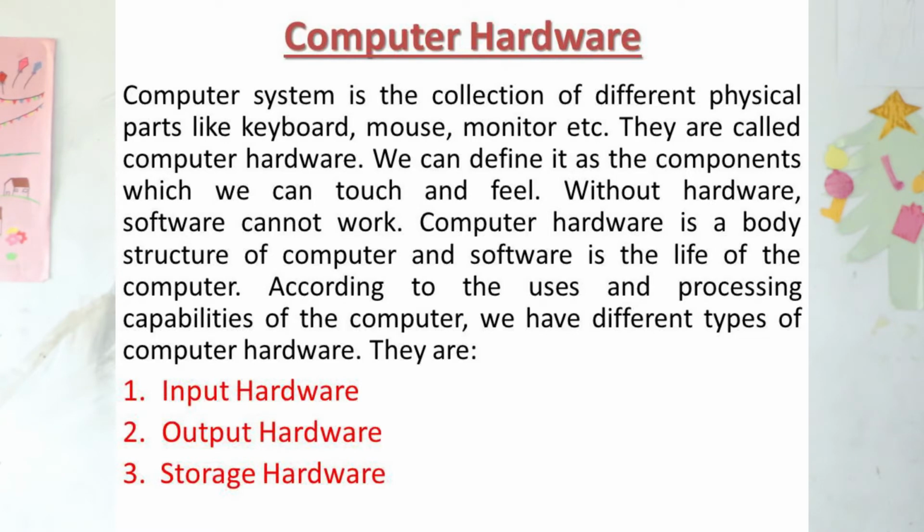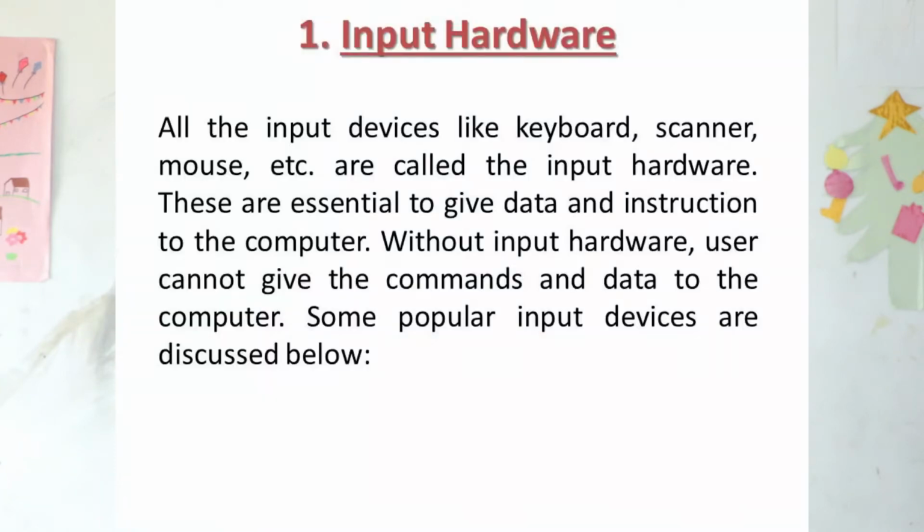According to the use and processing capabilities of the computer, we have different types of computer hardware. They are input hardware, output hardware, storage hardware. First one is input hardware. All the input devices like keyboard, scanner, mouse, etc. are called the input hardware. These are essential to give data and instruction to the computer. Without input hardware, user cannot give the commands and data to the computer. Some popular input devices are discussed below.